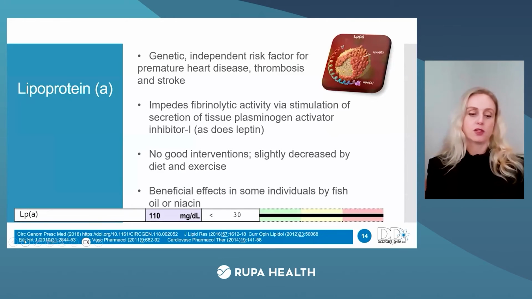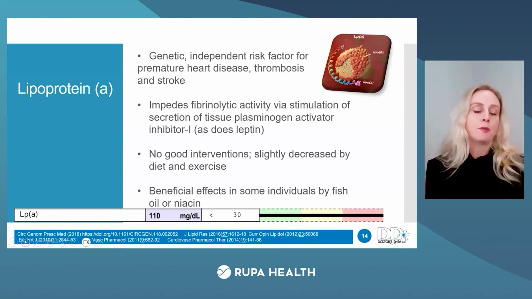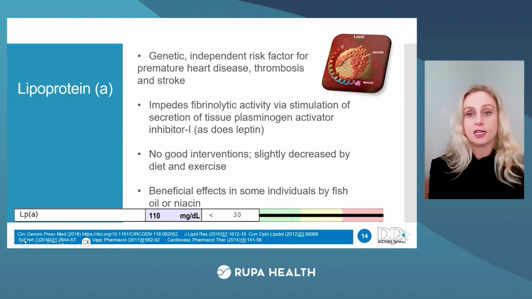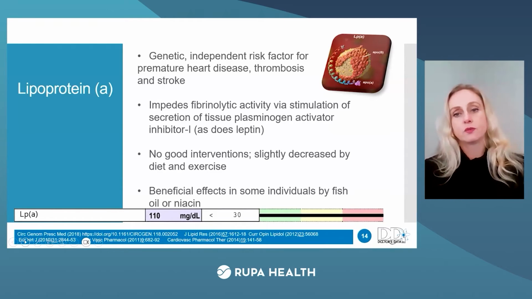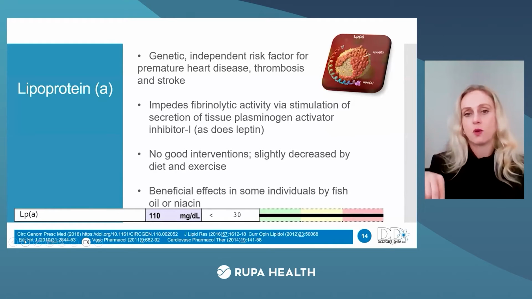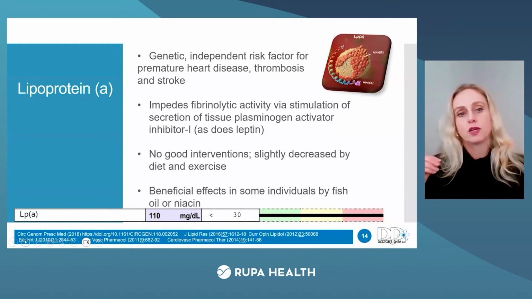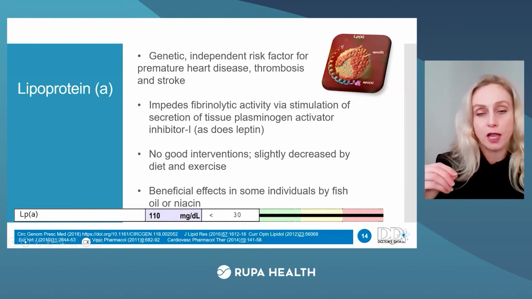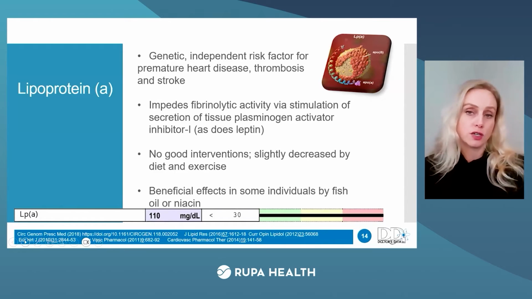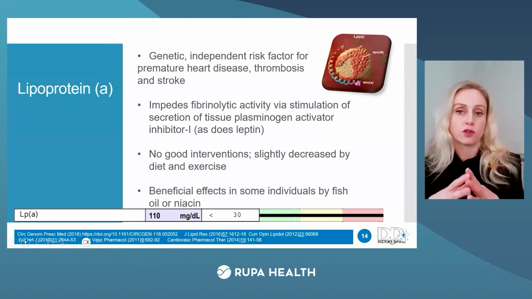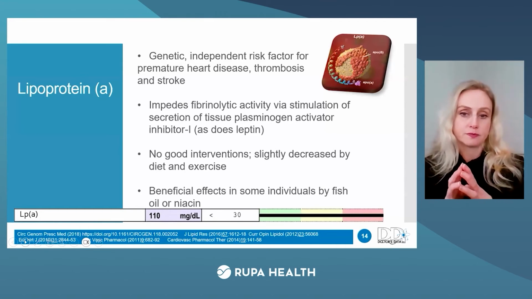The next one we will look at is lipoprotein A. Lipoprotein A is, again, a genetic independent risk factor. It is associated with premature heart disease, thrombosis, and stroke. Again, it impedes the fibrinolytic activity via the stimulation of the secretion of tissue plasminogen activator inhibitor 1. Leptin does this as well. So basically, your body, with elevated lipoprotein A, the ability to break up clots is significantly altered, and there will be increased risk for clots and thrombotic events.